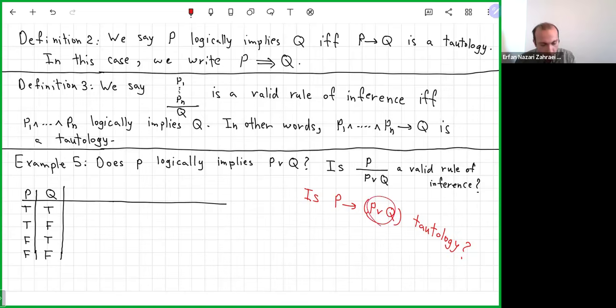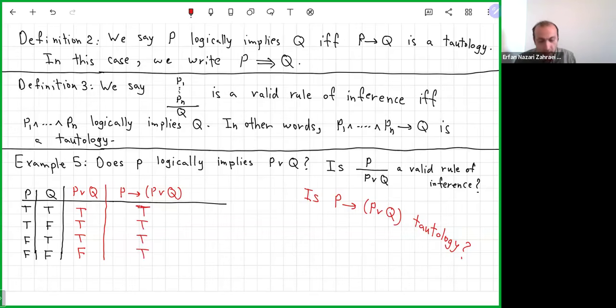So first I need P or Q. This is only false if both of them are false, and in the other cases it's true. Then P implies P or Q. This implication is only false if this is true, but this is false. P true is here, but this is false. Never do we have such a thing. So this is never false. That means this is always true.